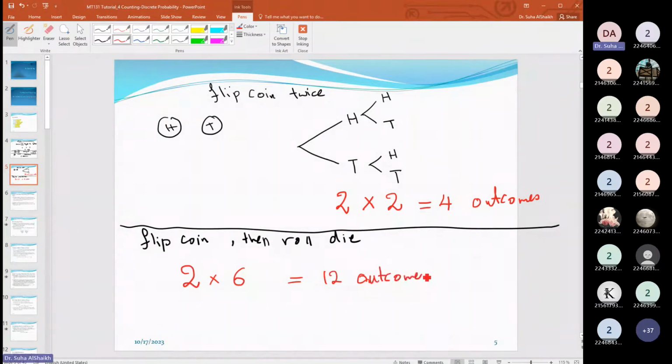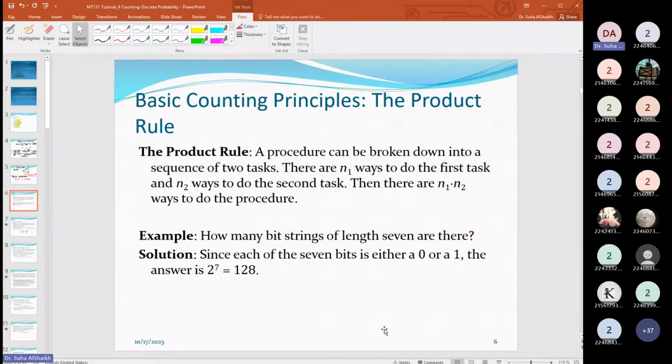You got it? So this is the technique of counting, okay? What we use here is the multiplication rule or the product rule. The product rule here states what? It states that if you have a procedure that can be broken down into a sequence of 2 tasks, in one way is for the first task, and in 2 ways to do the second task. Both of them are done in one, multiply within 2 ways to do the procedure.